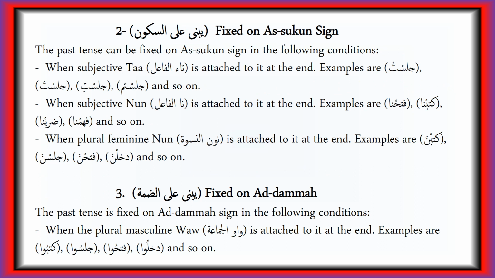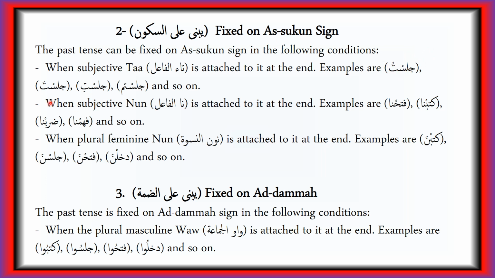Number 2, yubna ala sukun, fixed on a sukun sign. The past tense can be fixed on a sukun sign in the following conditions. When the subjective ta al-fa'il is attached to it at the end, examples are jalastu, jalasta, jalasti, jalastum, and so on. See that all of these verbs have ta'ul fa'il attached to their end. For example, jalastu has tu attached to the end, jalasta has ta attached to the end, and so on. So they all take the sukun.